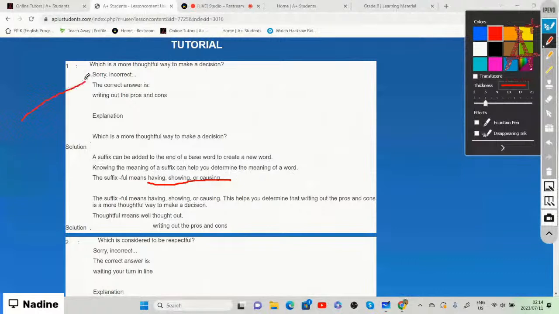All right, now let's quickly look at this question. It says, which is a more thoughtful way to make a decision? Is it writing the pros and the cons?